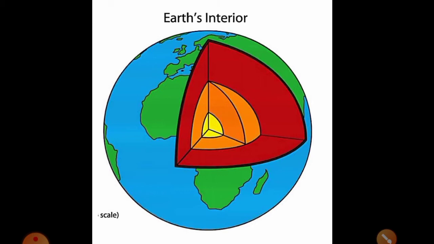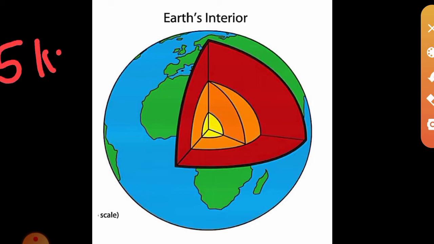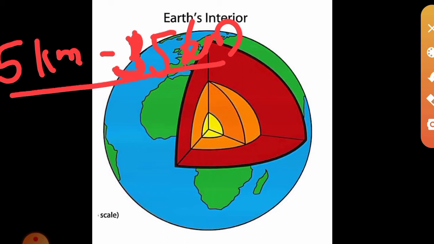Only 1% of the volume of the earth is crust. Only 1%. That means a very thin layer. The thinnest layer of the earth is the earth crust. And the thickness of the earth crust is about 5 kilometers to 35 kilometers. This is the thickness of the earth crust, 5 kilometers to 35 kilometers.